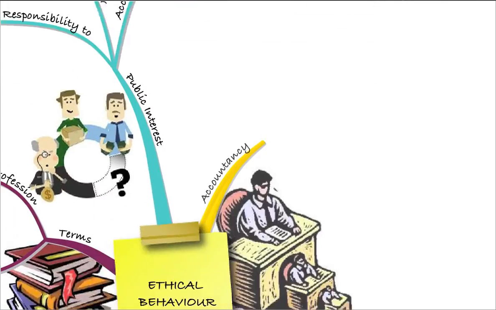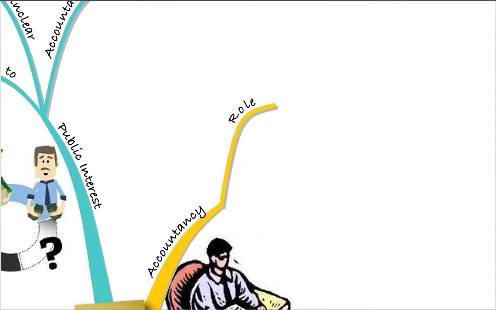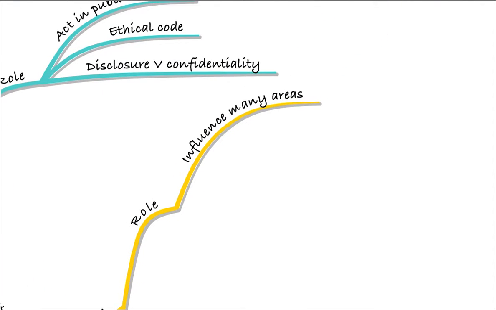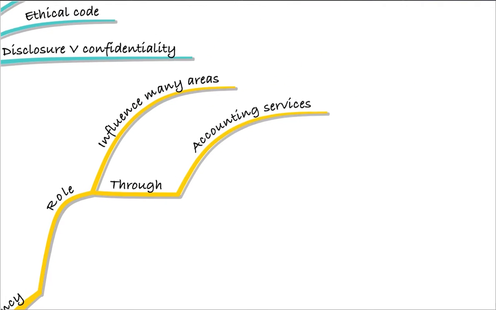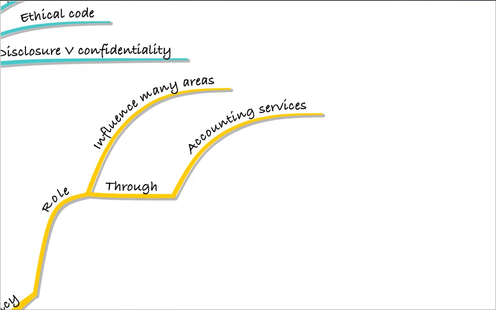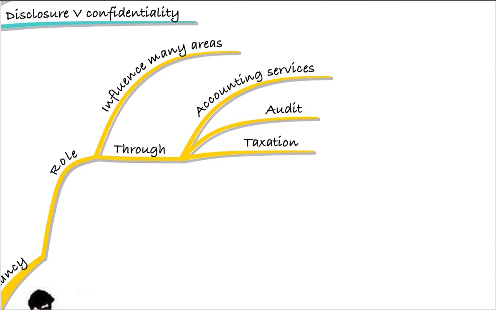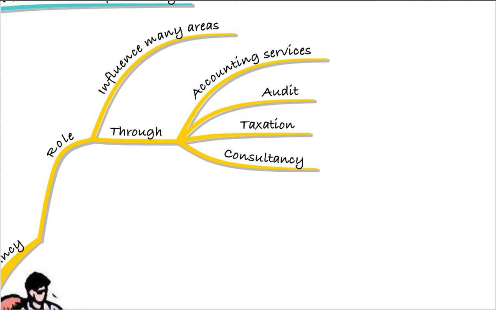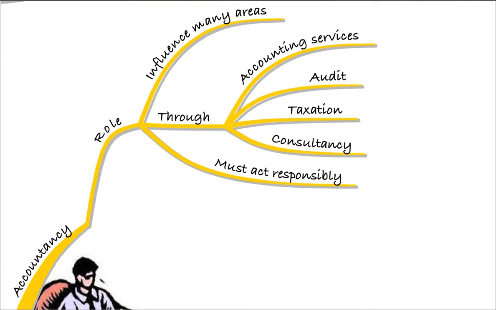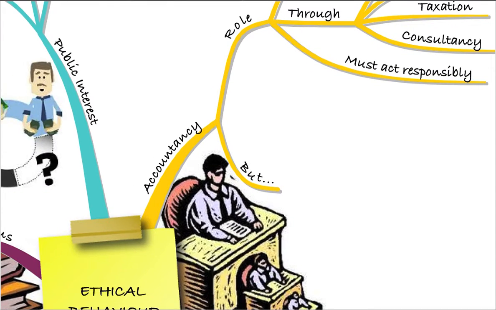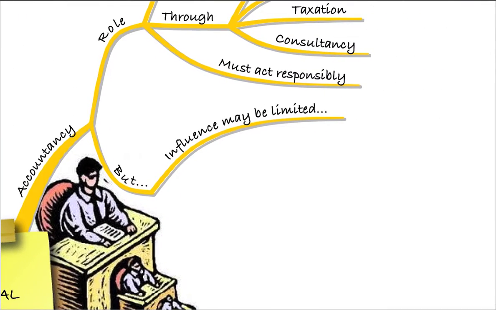So what about accountancy? First of all, thinking about the role that accountants may have. Well, they may influence many areas, and that's because of so many things that the accountant does. For example, providing that accounting service, audit services, taxation services, consultancy services. All of these mean that the accountant is in a position to influence a lot of areas in society, so they must act responsibly.